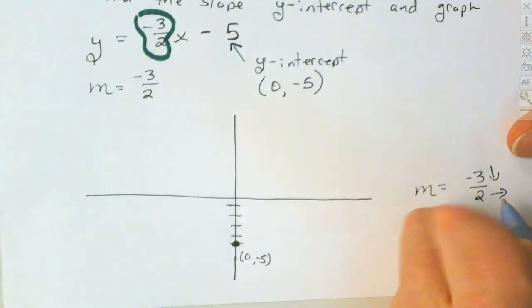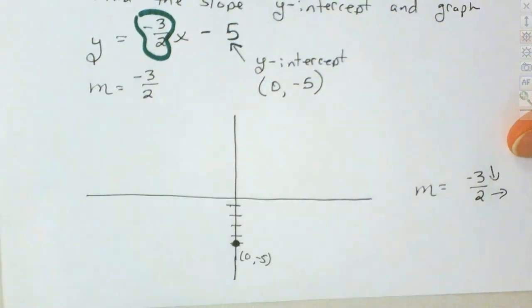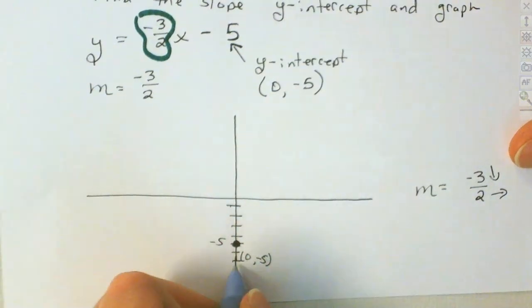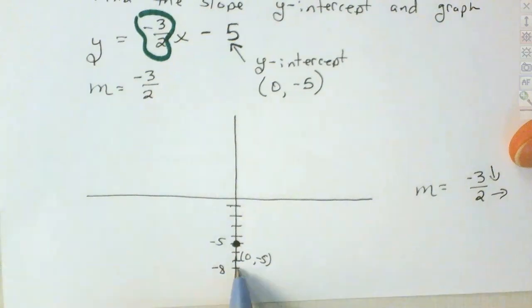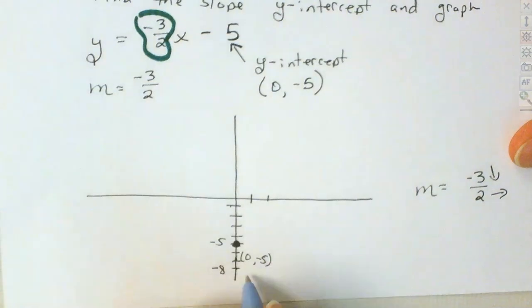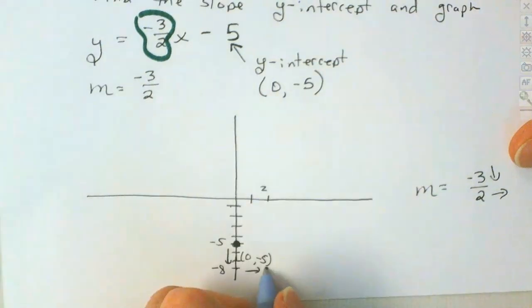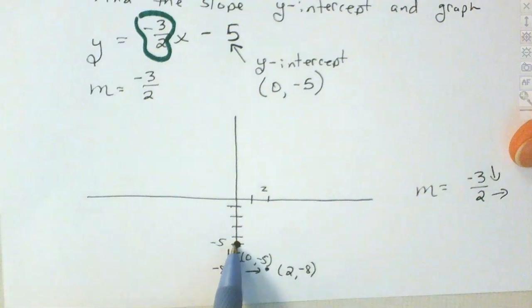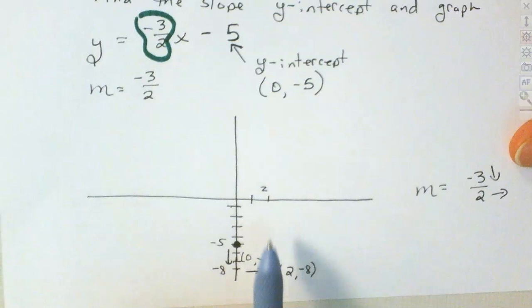Down 3 over 2. So we're right here at -5. So we're going to have to go down 3. So 1, 2, 3. So that's going to put it at -8. And then we're going to have to go over 2 units. So we're going to have to go down 3, over 2 units. So this would be my new point. All right, and that would be at 2, comma what? -8, because we had to take it to -5. We went down 3 more units, so that made it -8, and then we went over 2.